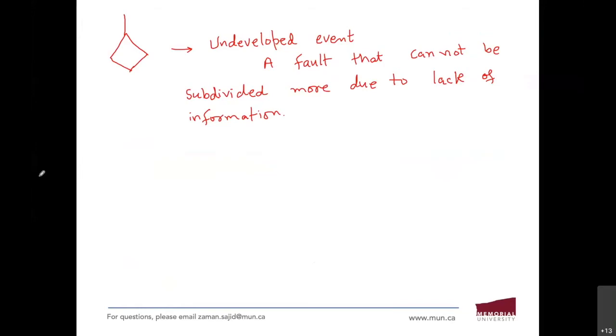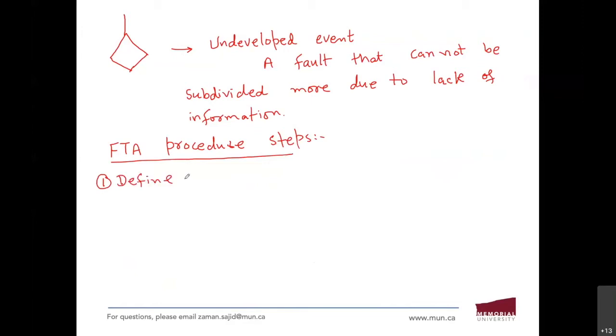Now there are some procedure steps for the fault tree analysis. What is the procedure to develop a fault tree? The very first step is we need to define our top event. Let's say I give it the name TE. Now, as I mentioned earlier, fault tree analysis is used for system failure. This top event consists of system failure.